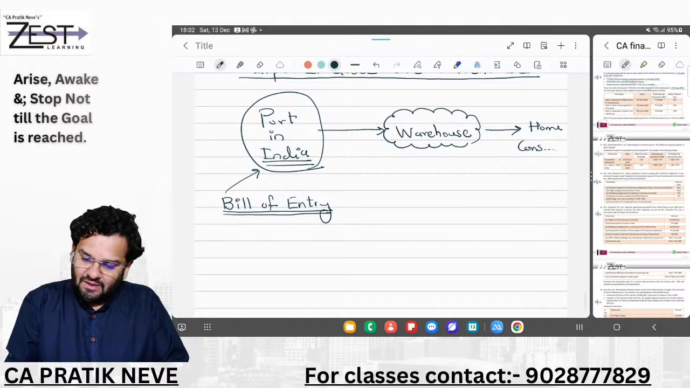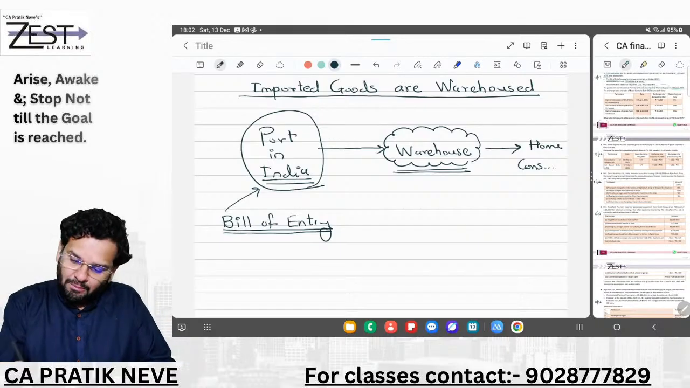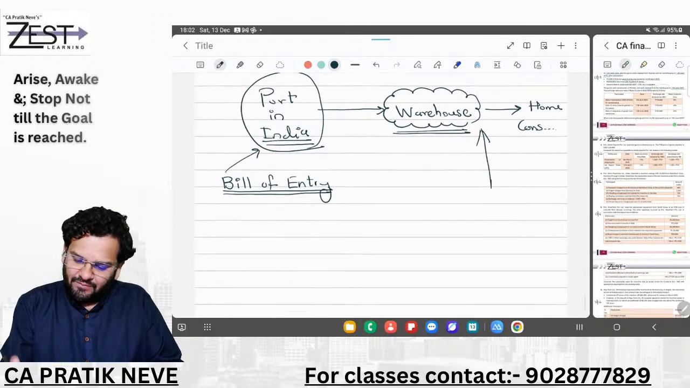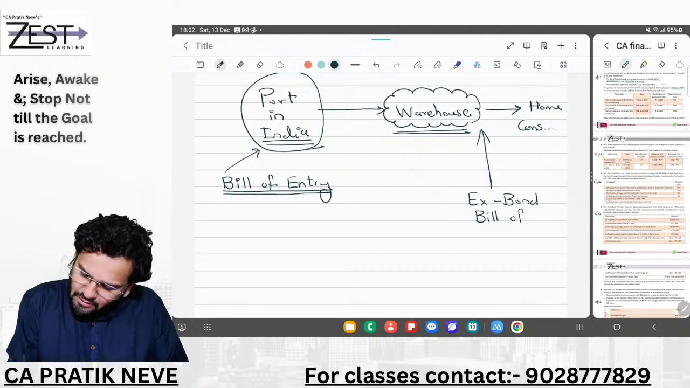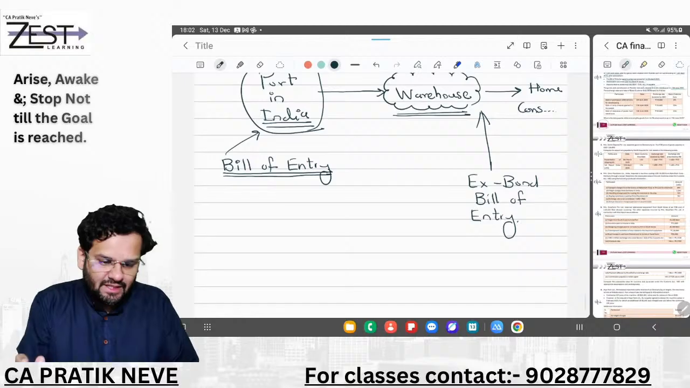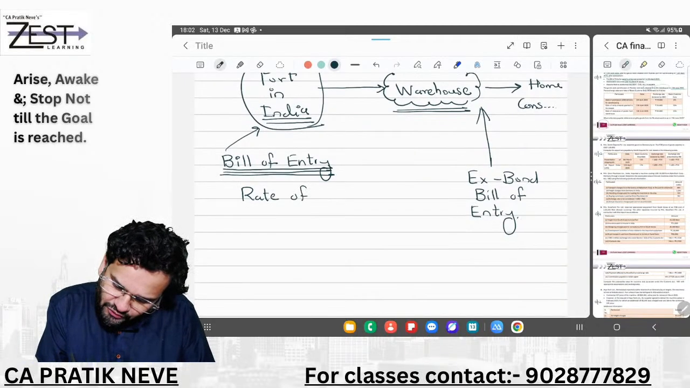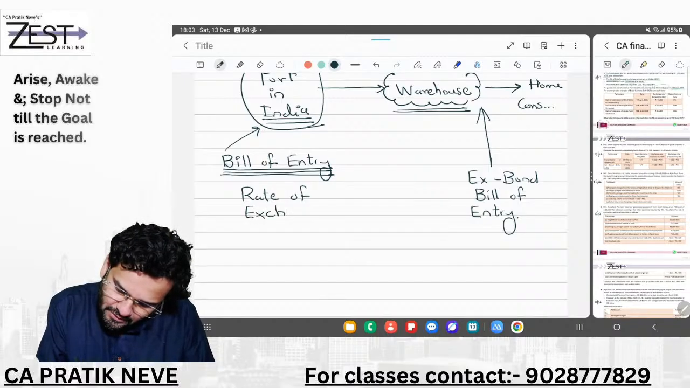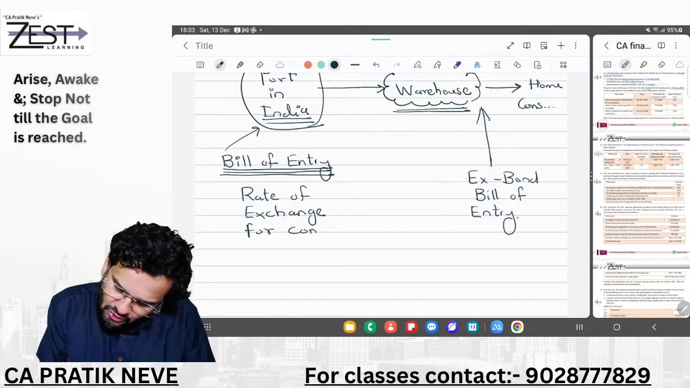Now friends, you keep the goods in the warehouse, and after completing the warehousing period, you file the ex-bond bill of entry. Now friends, as on this date, you should take the rate of exchange. As on this date, you should take the rate of exchange for computing CIF.